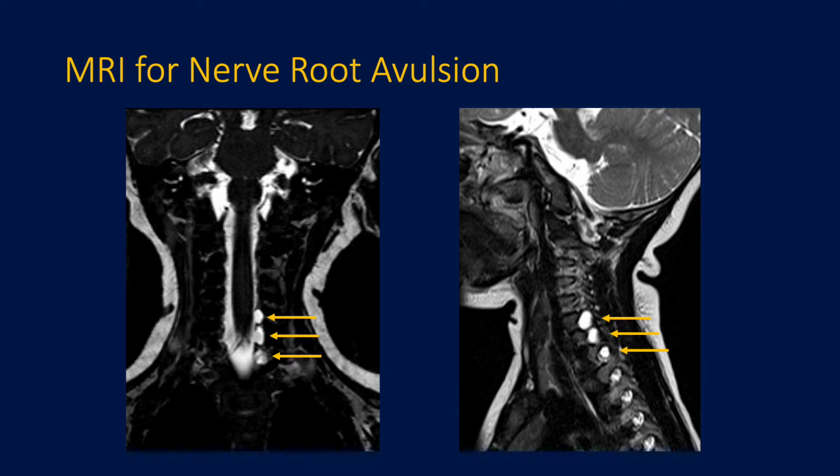Nerve root avulsion is repaired by a microsurgical procedure, and prior to this the surgeon would like information on where the nerve root avulsions are occurring or at what levels. To do this, we undertake an MR study of the cervical spine and use heavily T2-weighted images to identify pseudomeningoceles, as indicated by the yellow arrows on these images, at the sites of preganglionic nerve root avulsion.